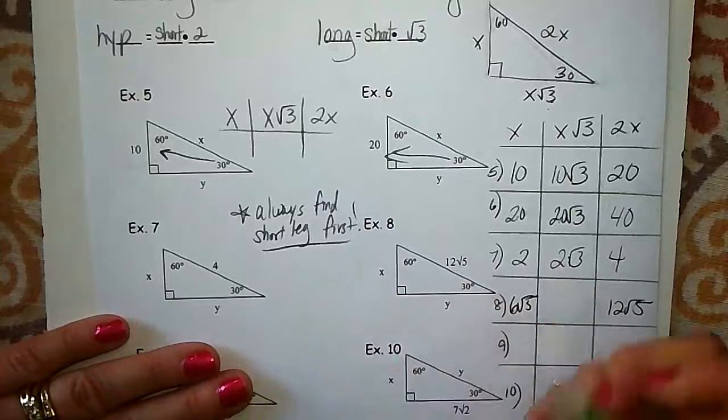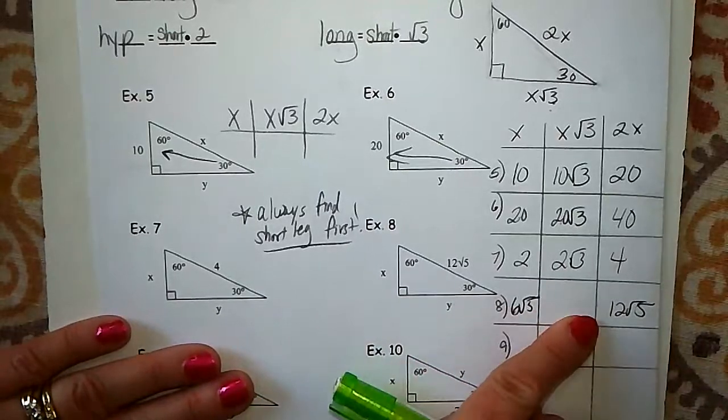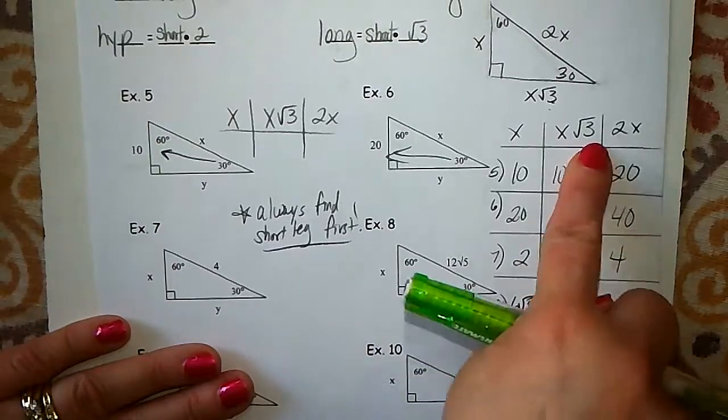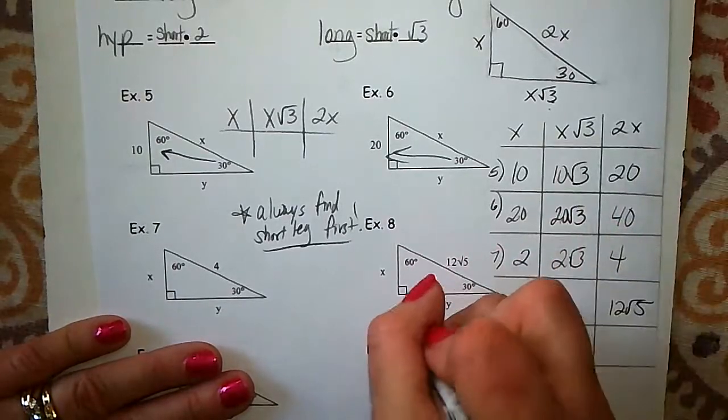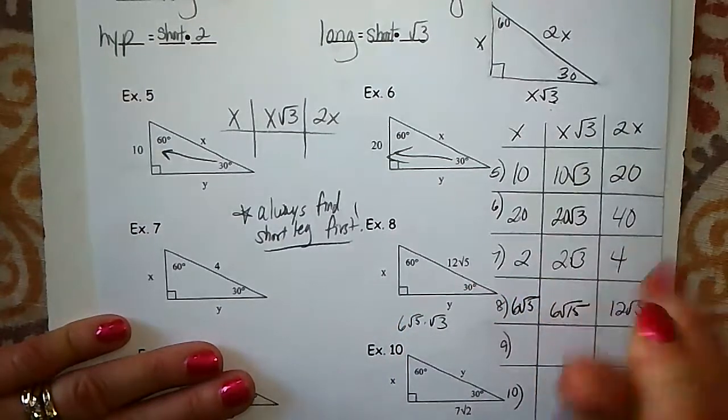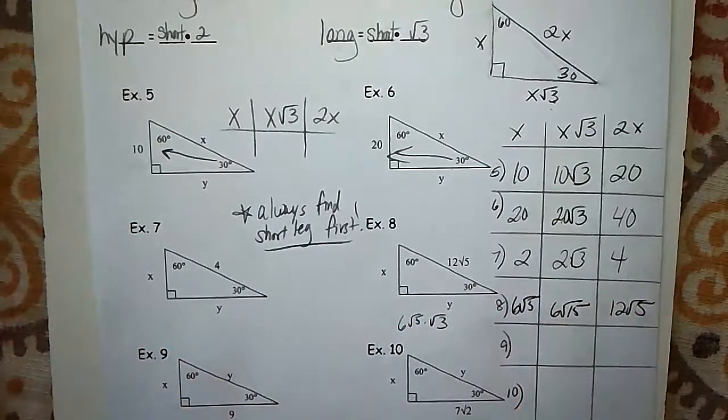Now we move right because we're going to go to this column. So whenever we move right, we multiply. When we move left, we divide. Here we're going to multiply. So we're going to multiply by the root 3. So in this case, you have 6 root 5 times root 3, and you're going to get 6 root 15. If you could simplify that, you would. In this case, you can't do that.